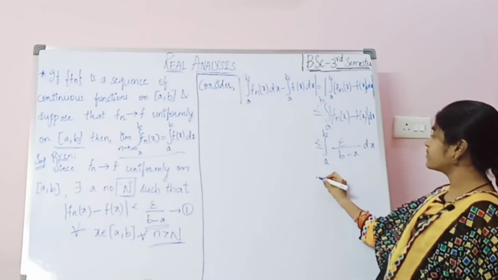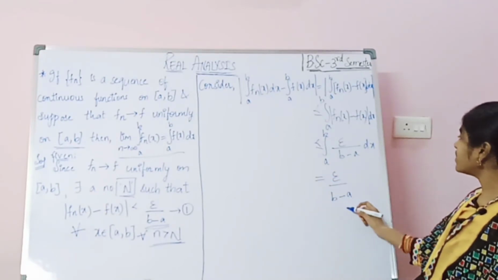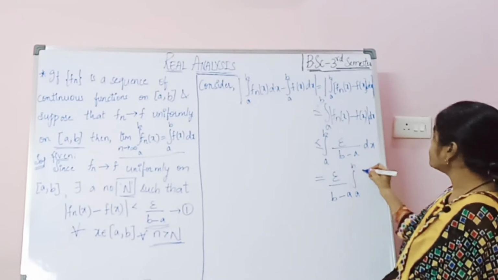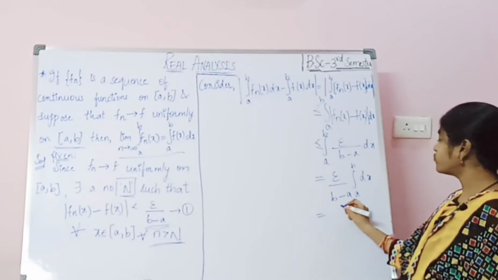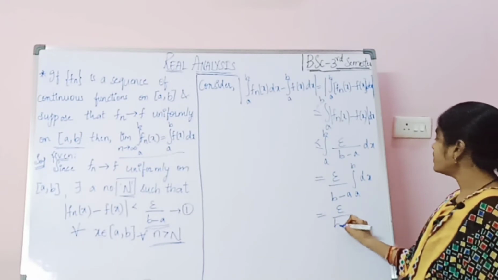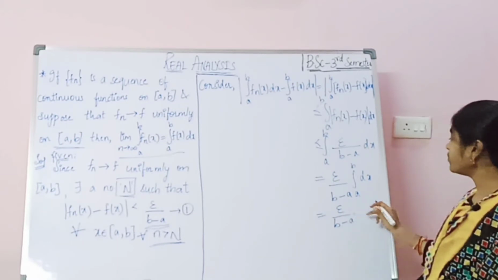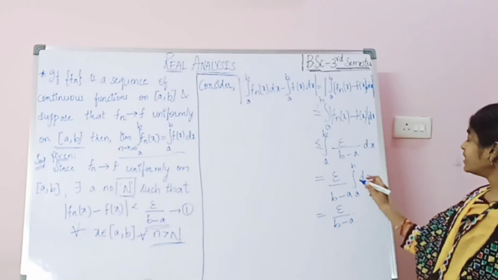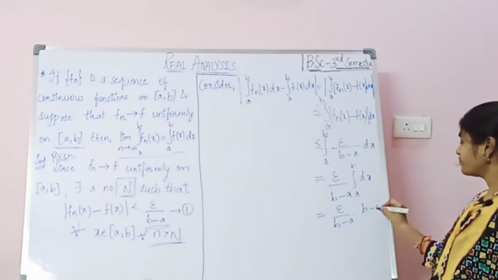So that equals epsilon by b minus a into integral a to b dx, which equals epsilon by b minus a into, so here integral a to b dx means what we will get here, 1 into dx means b minus a.